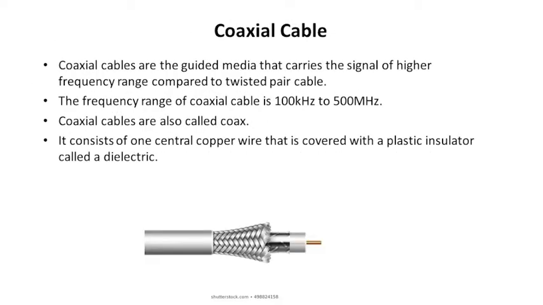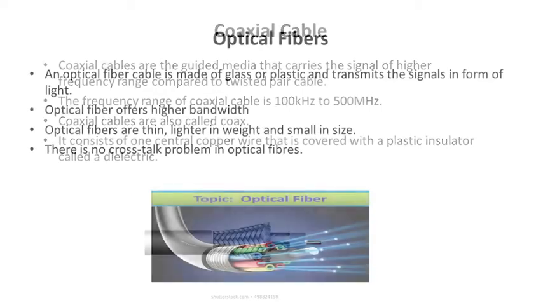Coaxial cable is a guided medium that carries signals of a higher frequency range compared to twisted pair cable. The frequency range of coaxial cable is 100 kHz to 500 MHz. Coaxial cable is also called coax. It contains one central copper wire that is covered with a plastic insulator called a dielectric.